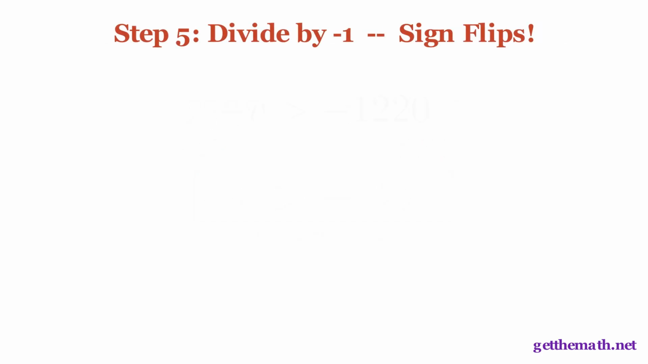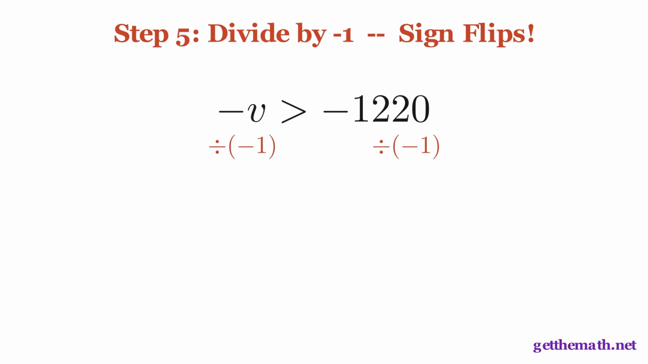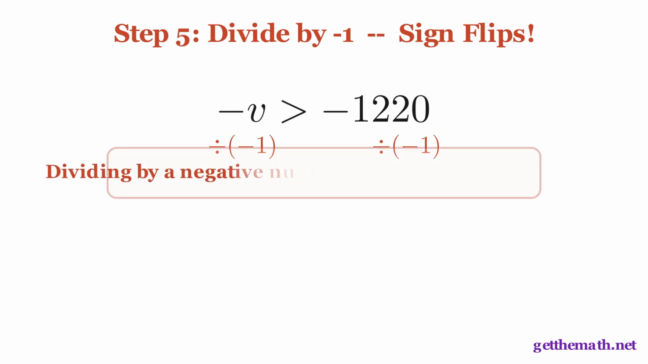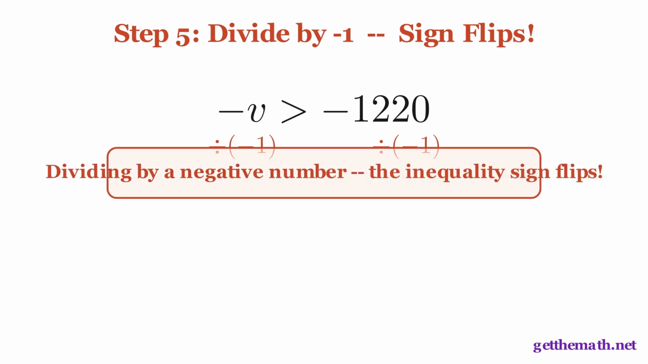Step 5. Divide both sides by negative 1. Here is the critical rule. When you divide both sides of an inequality by a negative number, the inequality sign flips direction. Greater than becomes less than. So we get V is less than 1,220.